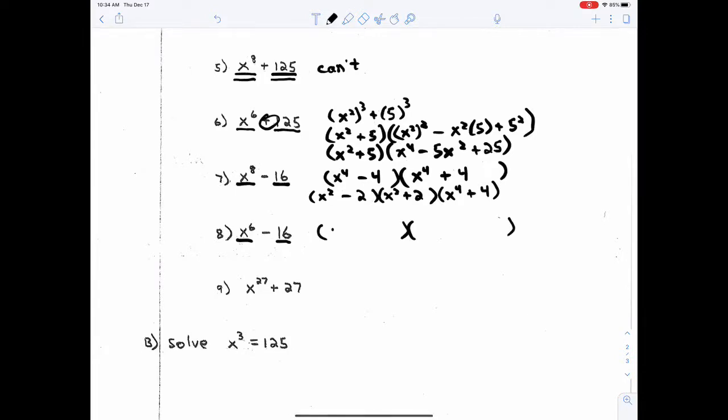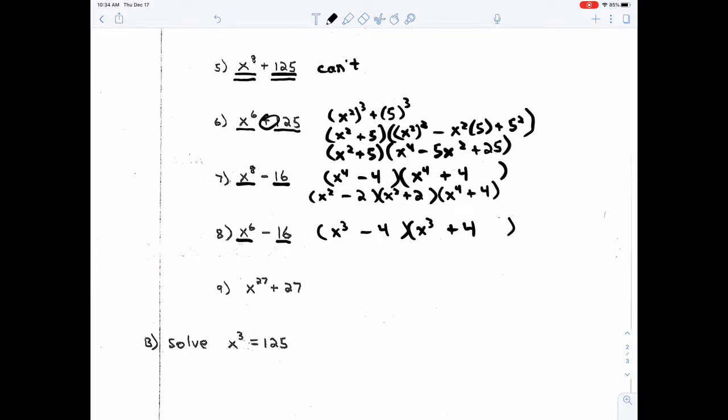So we have x to the 3rd times x to the 3rd gives us x to the 6th, and minus 4 and plus 4 gives us negative 16. And then you can't factor it again because those aren't either squares or cubes.